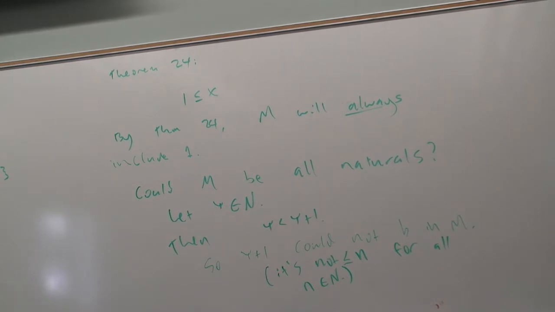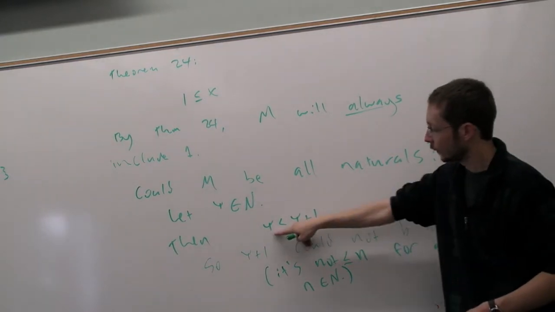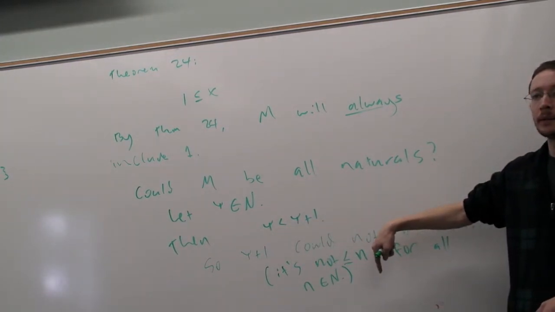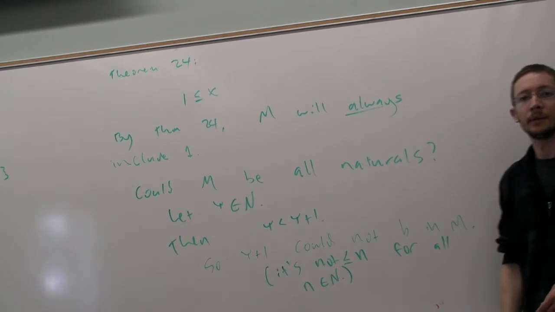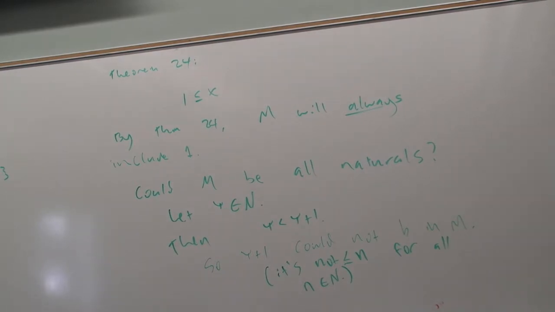M is the set of all numbers that are smaller than or equal to all numbers from N. But if you pick up an item from N, consider its successor. The successor is now larger than an item from N, so it's not in M. So once you see the argument, it's like, okay, that does it. M cannot be all naturals.